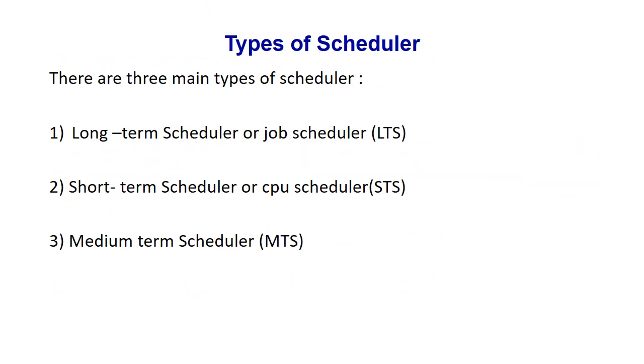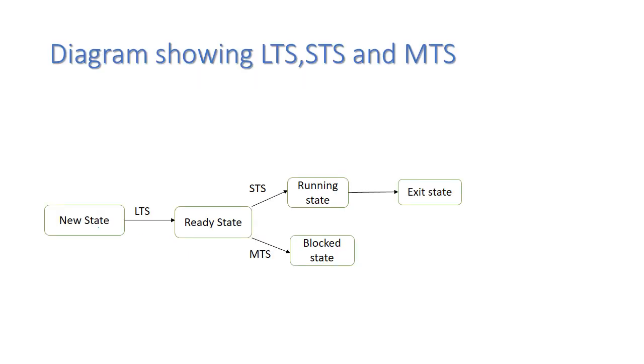Then what are the types of scheduler? There are different types of scheduler. The first is the long-term scheduler. The second is the short-term scheduler, which is also called the CPU scheduler, and the long-term scheduler is also called the job scheduler. And then there is the medium-term scheduler.